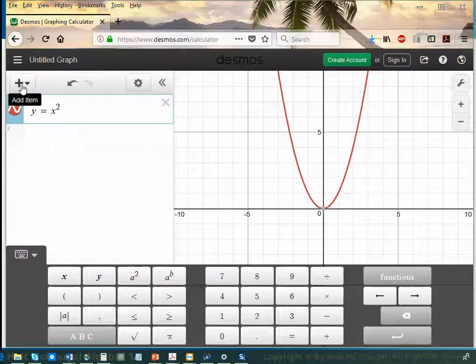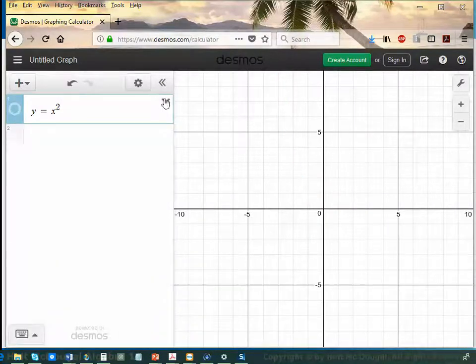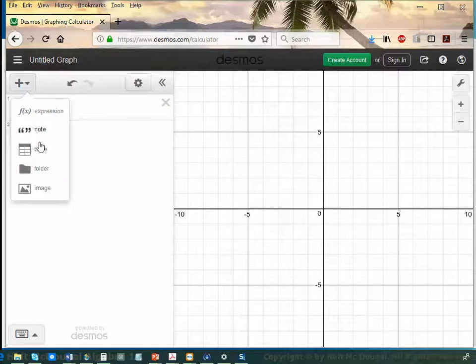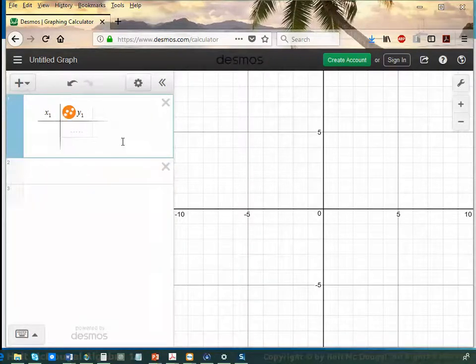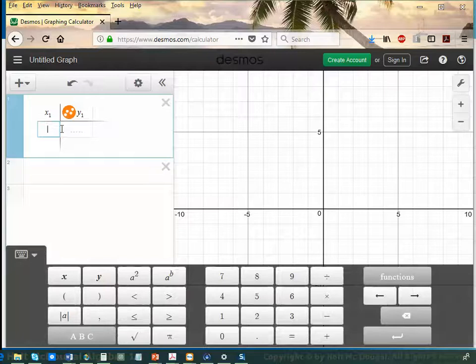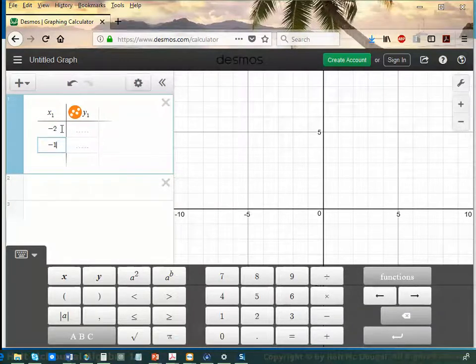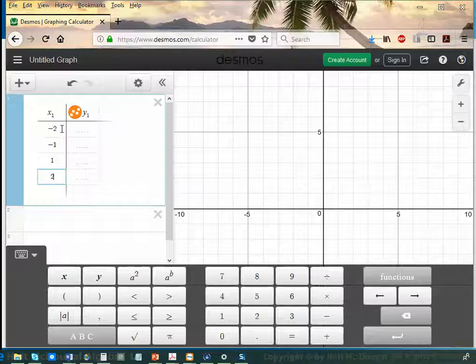Now you could make a table of values. I'll show you how to do that too. So here's your table of values. You go to this thing, add item, pick table. Then when you're at the table, you can pick the values for x. I'll go -2, -1, 1, 2. Oh, I didn't put 0.